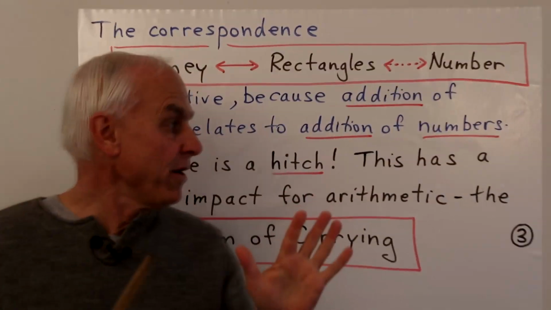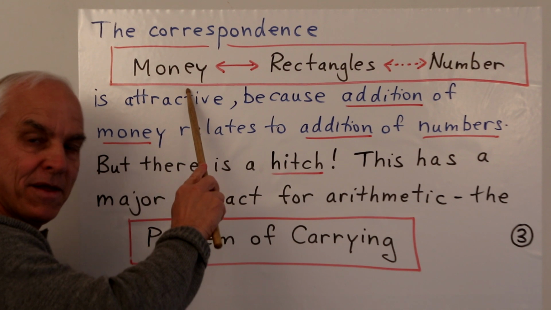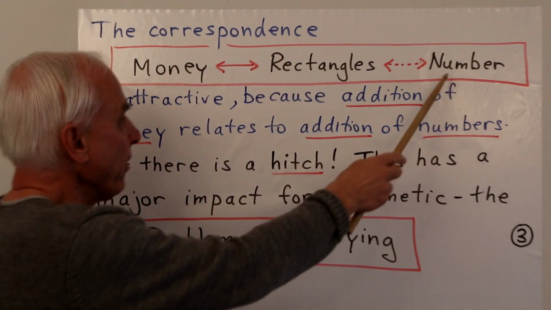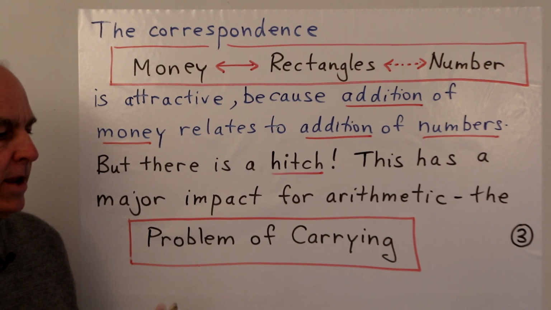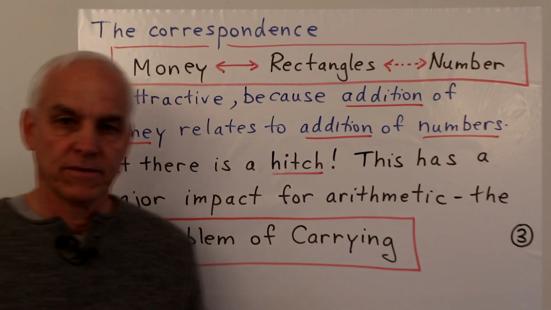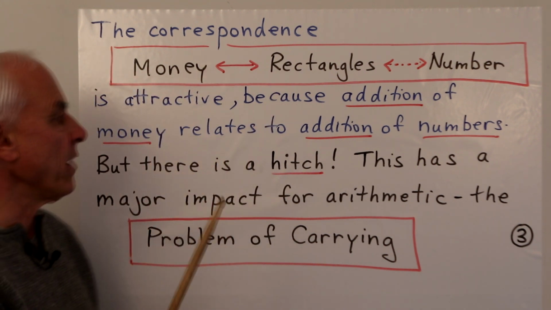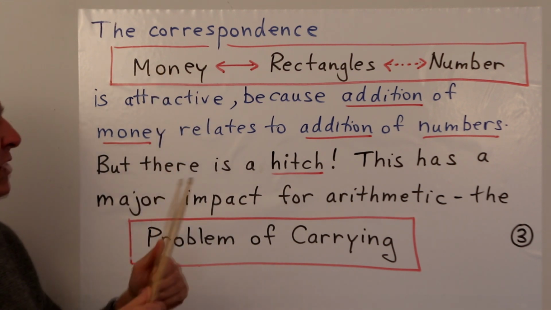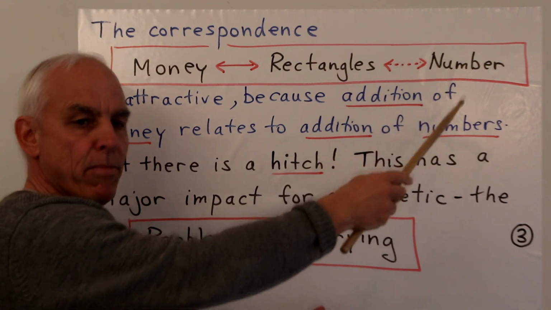So this correspondence between money, diagrams involving rectangles, and numbers, it's very attractive. Okay, it allows us to go from one to the other. Because, for example, addition of money is naturally then related to the addition of numbers.